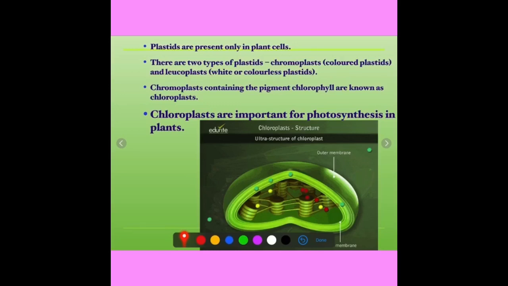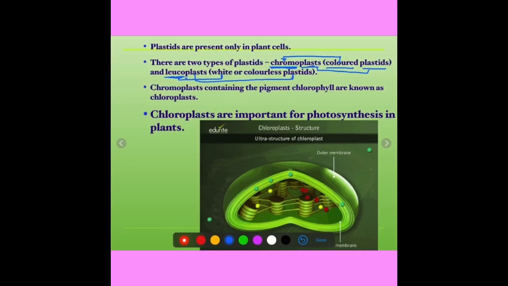Why do we call it chromo? The chroma word here means color. So they are colored plastids. The plast word is referring to the plastid, and the chroma word is referring to color. So the colored plastids, and the leuco word refers to white or colorless. Plast again is related to plastids. So leucoplasts are colorless plastids and chromoplasts are colored plastids.